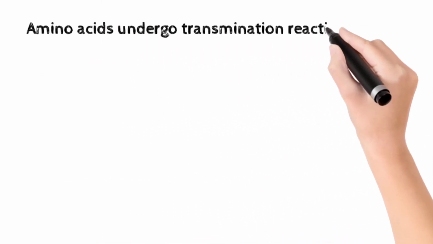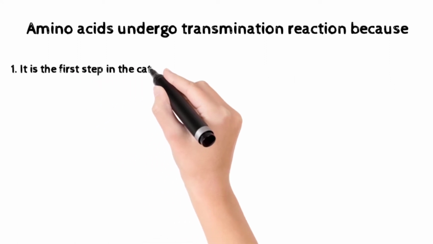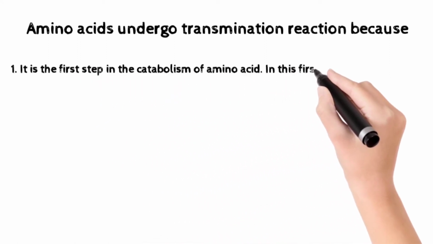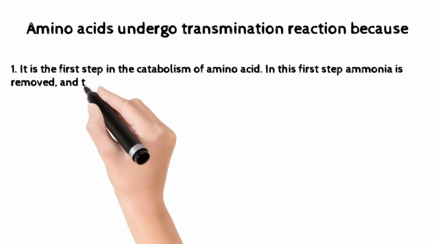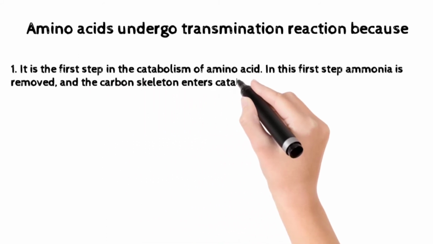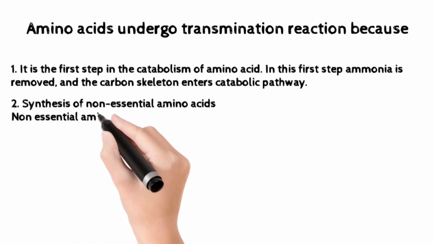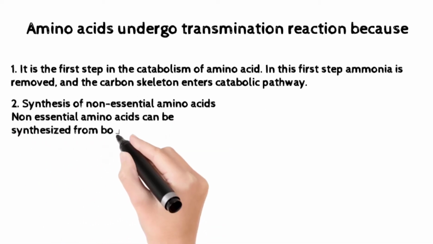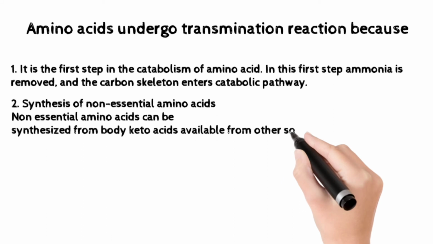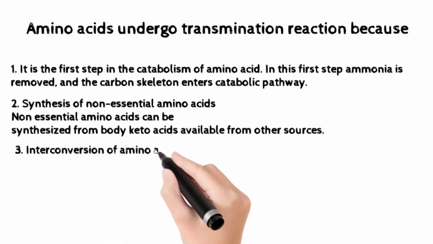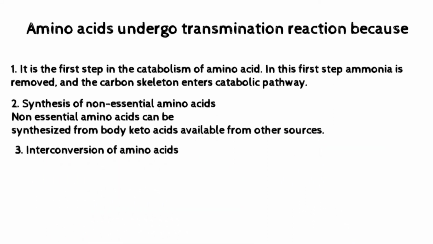Amino acids undergo transamination because it is the first step of catabolism of amino acids, where ammonia is removed and the carbon skeleton enters a catabolic pathway. By means of transamination, all non-essential amino acids can be synthesized by the body from keto acids available from other sources. Also, transamination reactions help in the interconversion of amino acids.